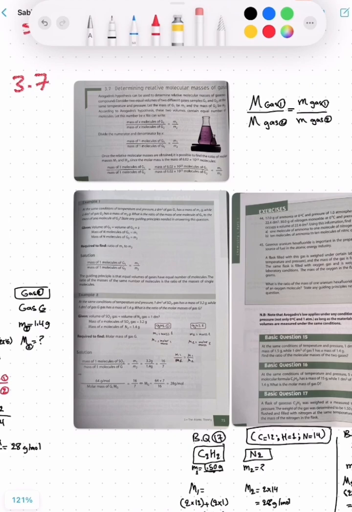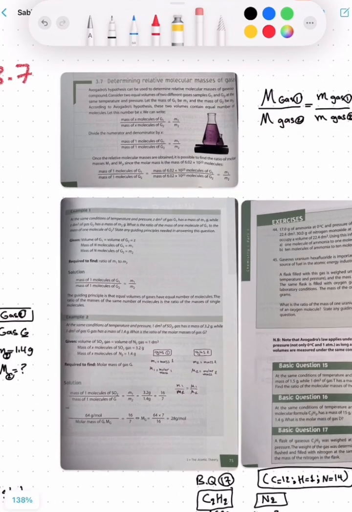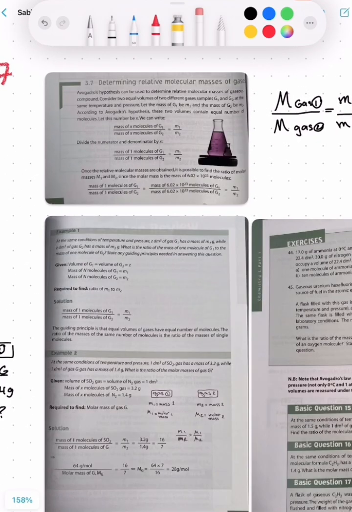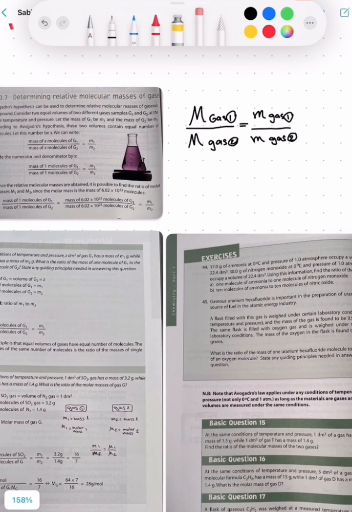The last thing we have for this chapter, which is section 3.7, we only have one thing, which is Avogadro's hypothesis, again saying that if we have two different gases within the same conditions of temperature and pressure, if they have the same volume, then they have the same number of molecules. So we have this rule. We have two gases. So molar mass of gas number 1 divided by molar mass of gas number 2 is equal to mass of gas number 1 divided by mass of gas number 2.